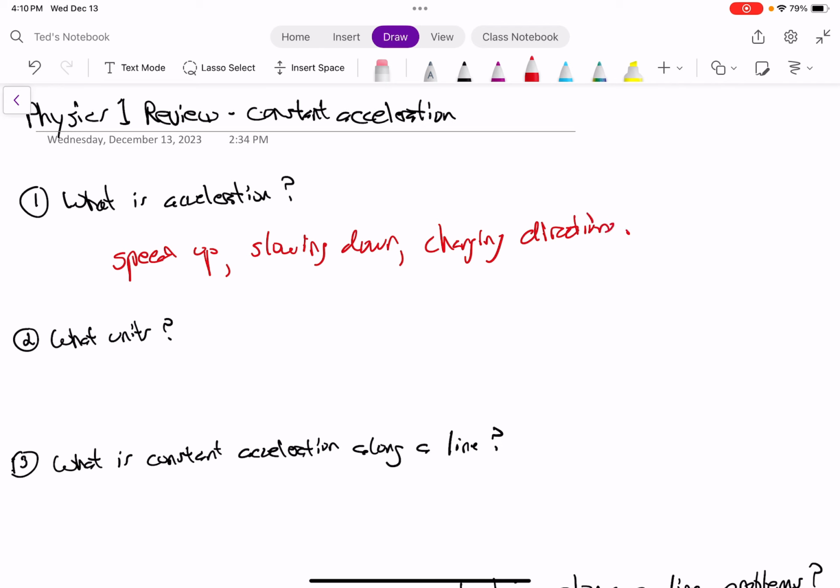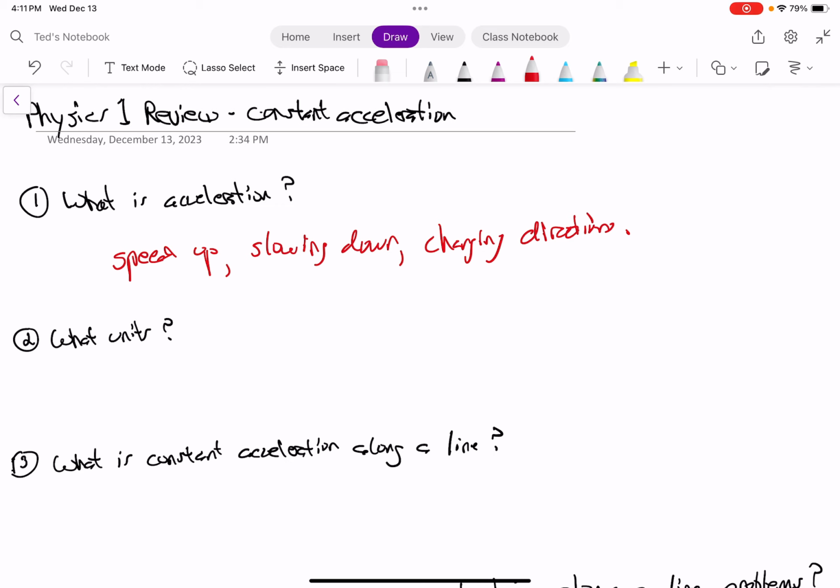So if something is not accelerating, that means it's not speeding up, not slowing down, and not changing directions. So an object that's not accelerating would be moving in a straight line at constant speed, or just not moving. Anytime your speed changes, you speed up or slow down, or the direction of your motion changes, you turn left, right, or whatever, you are accelerating.